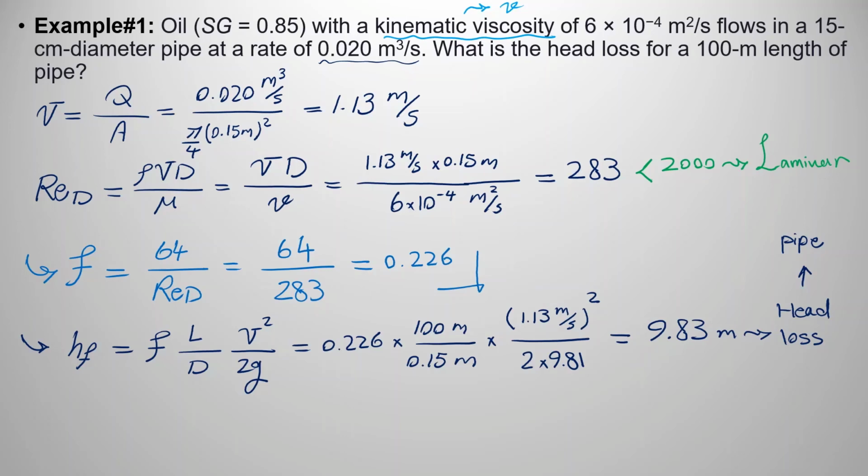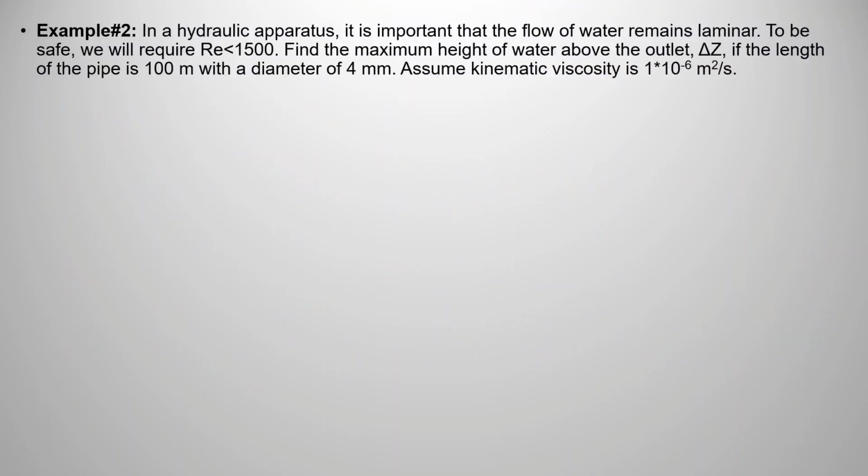All right, so we know that in this situation, when we have oil flowing in a pipe that is 100 meters long, and the pipe is obviously rough, then over this 100 meter length pipe, we are going to have 9.83 meters of head loss. And this head loss can be considered in your engineering design when you are designing a pipe to move something from point A to point B. Let's go over another example.